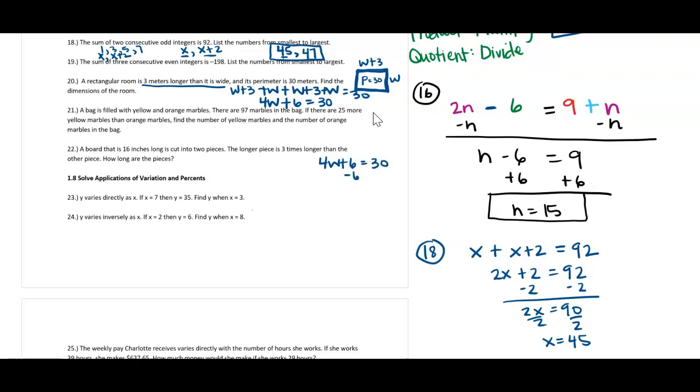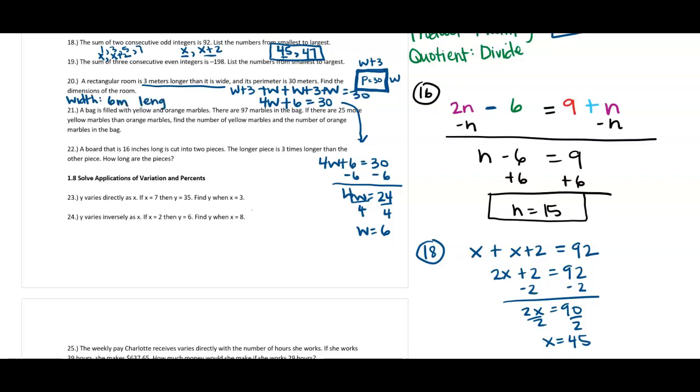Which means I just need to subtract my 6 from both sides. So I get 4W equals 24, and then divide by 4. So W equals 6. So there's one of my answers. But I want to make sure to remember the units on the answers too. So my width, because that's what my W equals, is 6 meters. That's what I was talking about, was in meters.